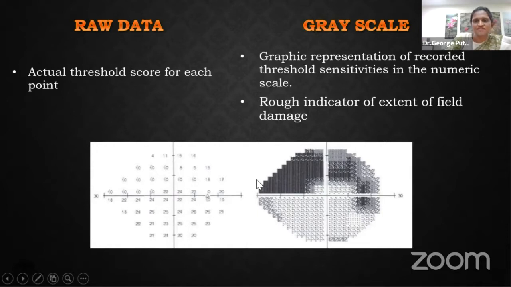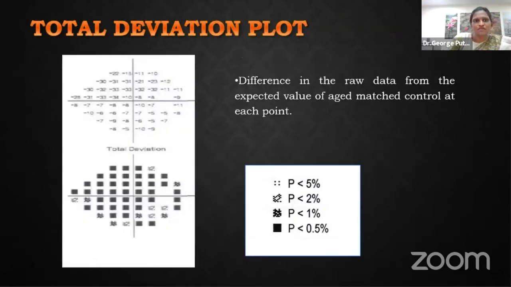The grayscales give just a graphical representation of the threshold. One should not judge the extent of the field damage with the grayscale. The deviation plots are much more important to analyze. Here, each retinal sensitivity point is compared to the age-matched control. So it is given as a numerical plot as well as a deviation probability plot. A probability of less than 0.5% in a normal patient is represented as a black square.